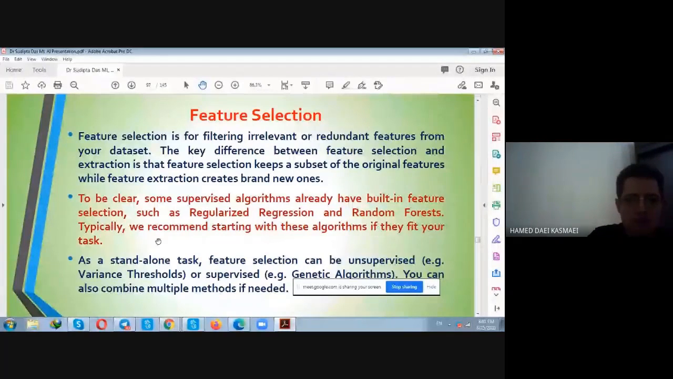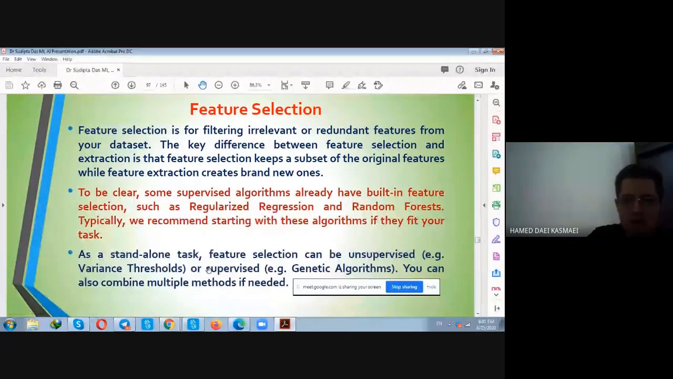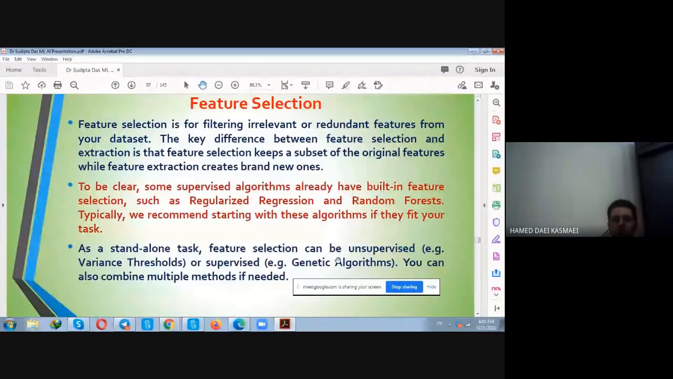So as a standalone task, feature selection can be unsupervised, like variance thresholds, or supervised like genetic algorithms. Most of the time for wireless sensor networks analysis, you need to use clustering algorithms and genetic algorithms together. Genetic algorithms are very important, and they are some of the most important parts of the processes for machine learning that you need to know.